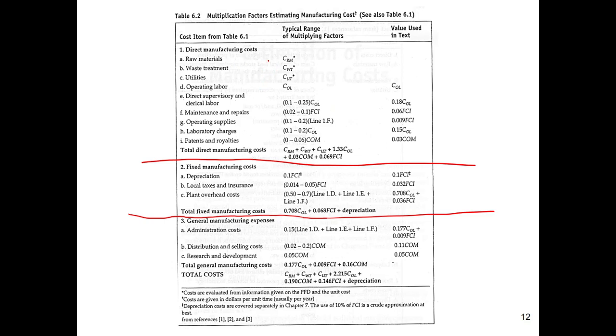For raw material, we show the factor as the cost of raw material, CRM, cost of wastewater treatment, CWT, cost of utility, CUT. Then you have operating labor, the cost of operating labor. After that you have supervisory and clerical labor. Let's say for each 10 workers, you need one supervisor.